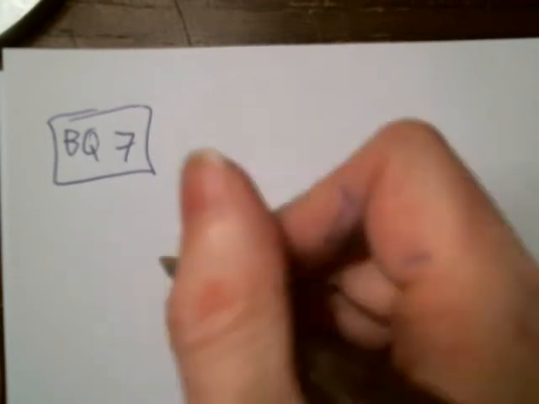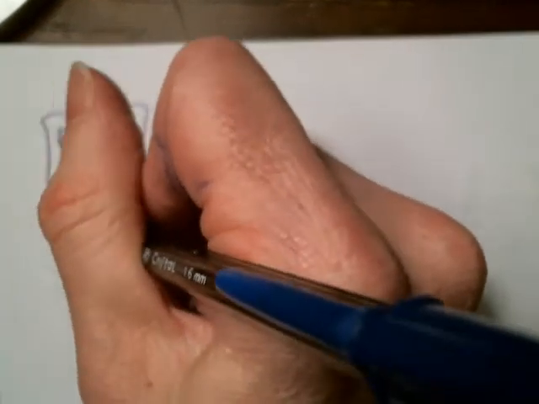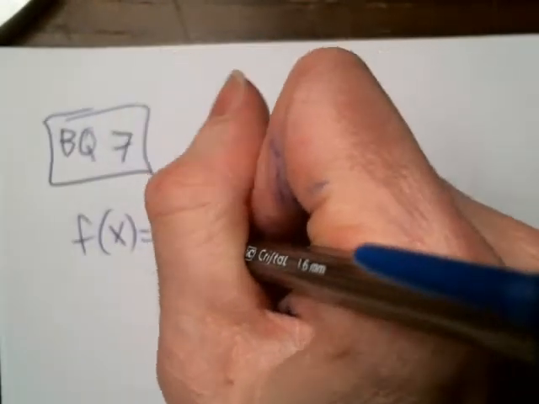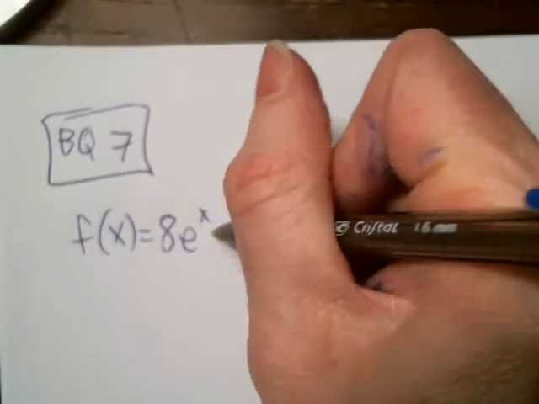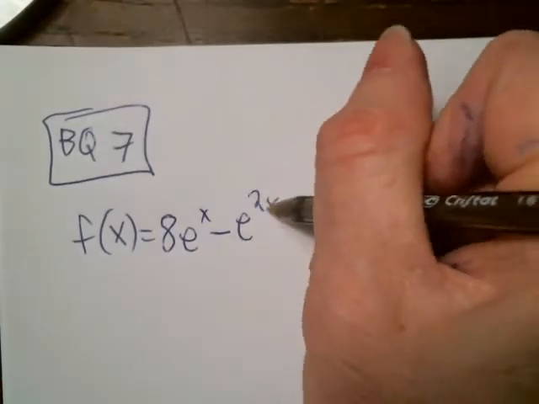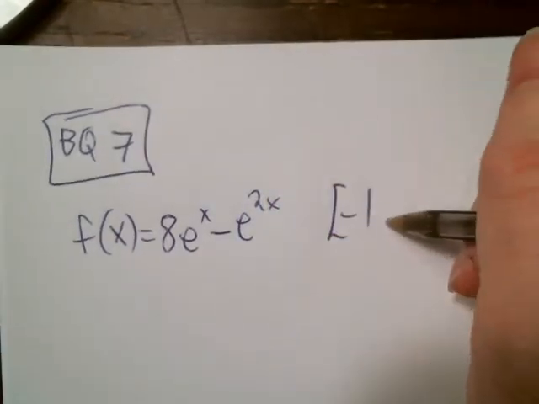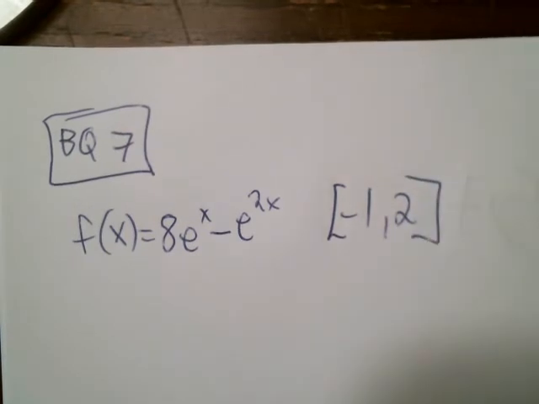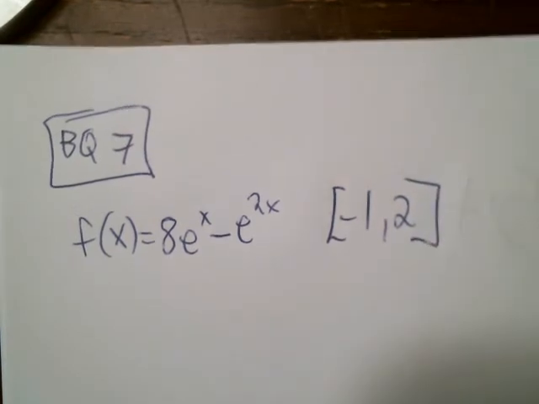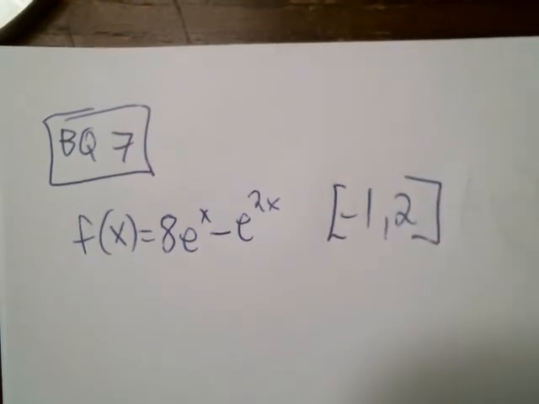The first problem we'll take a look at is Big Quiz 7 problem. We wanted to maximize or find the extreme values of this function on the closed interval. I think that's the question. Let me walk over to my big screen and look. 8e to the x minus e to the 2x. Okay.